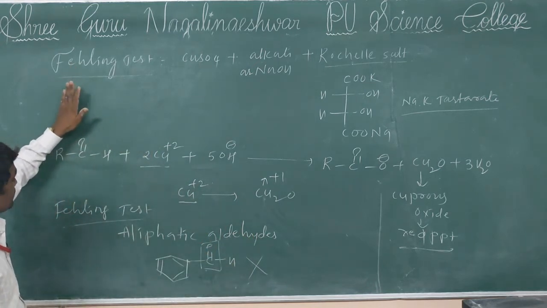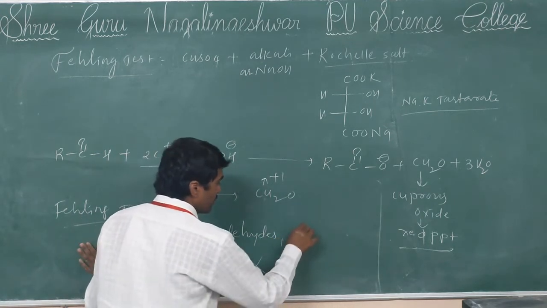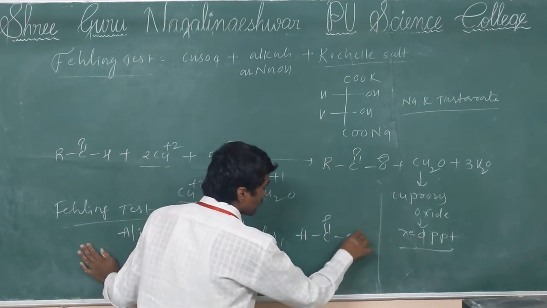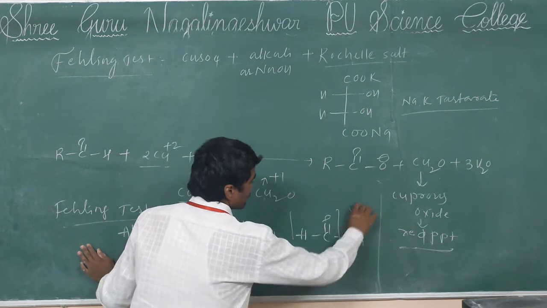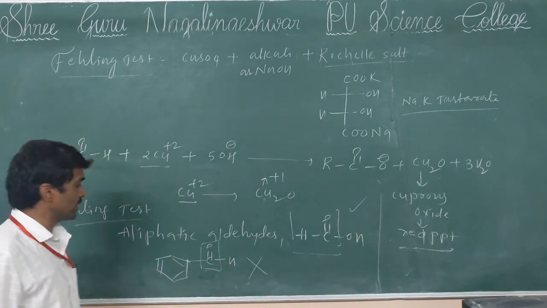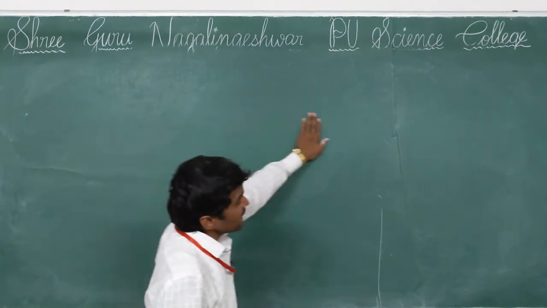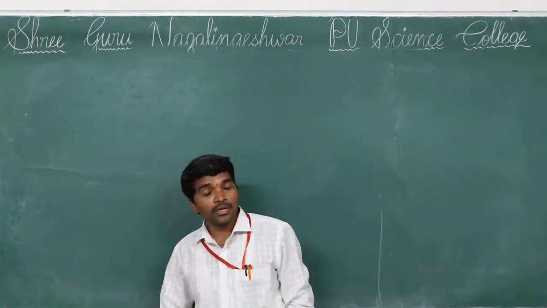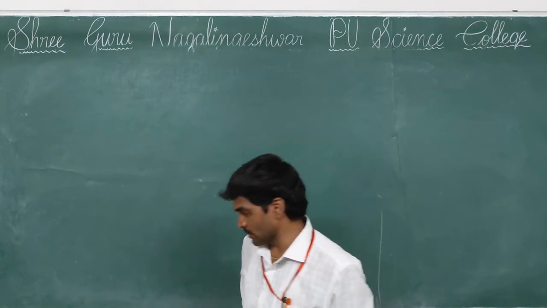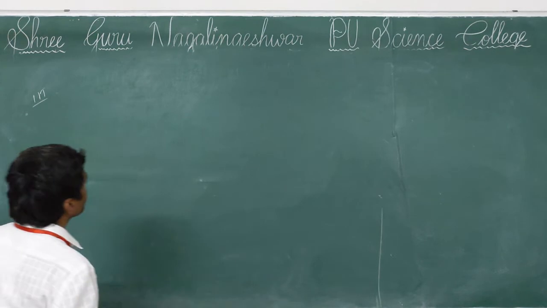Only aliphatic aldehydes, as well as formic acid, as I told you before, also give the positive Fehling's test. You remember that is a very important thing. On the basis of Tollens reagent and Fehling's solution, one important question we will discuss. It was asked in previous years in the IIT examination.